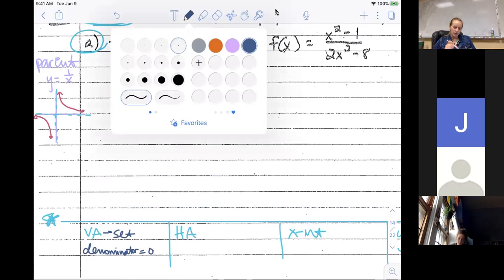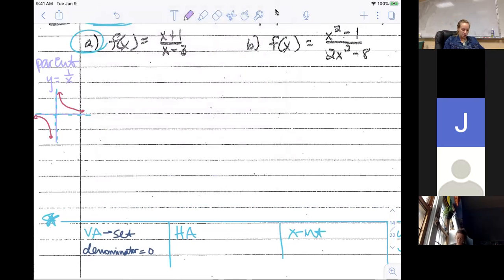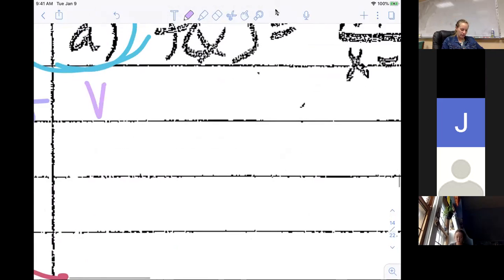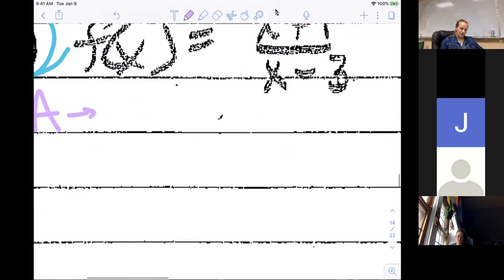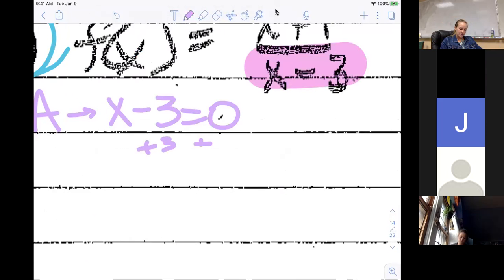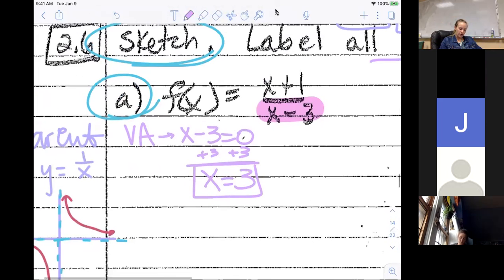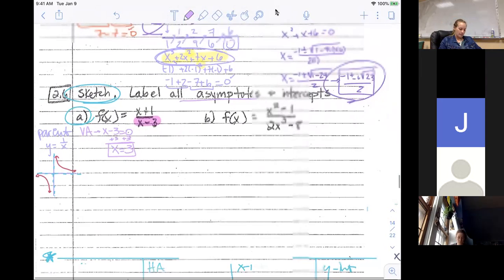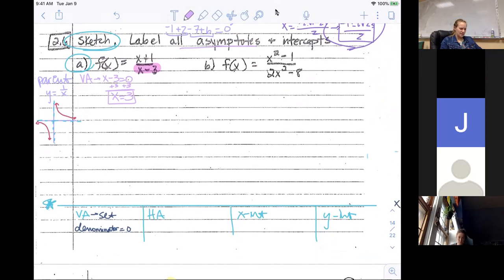I do like to label everything on my picture or on my work. So I'm going to write VA, and then I'm going to set the denominator, which is the bottom, x minus 3, equal to 0. Add 3 to both sides, x equals 3. Okay, cool. That's going to be my vertical asymptote. And we did this, I think, at one point, so this should be a little bit of a review.